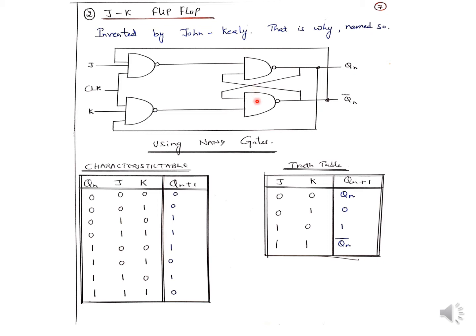This is the same as the SR flip-flop. As you can see, there are 4 NAND gates, a clock pulse, and J and K are the inputs, like S and R. But the difference is you can see Qn bar is fed back to one of the inputs of the first NAND gate and Qn is fed back to one of the inputs of the second NAND gate. So basically this is the only difference. We have added the other inputs here as Qn and Qn bar.